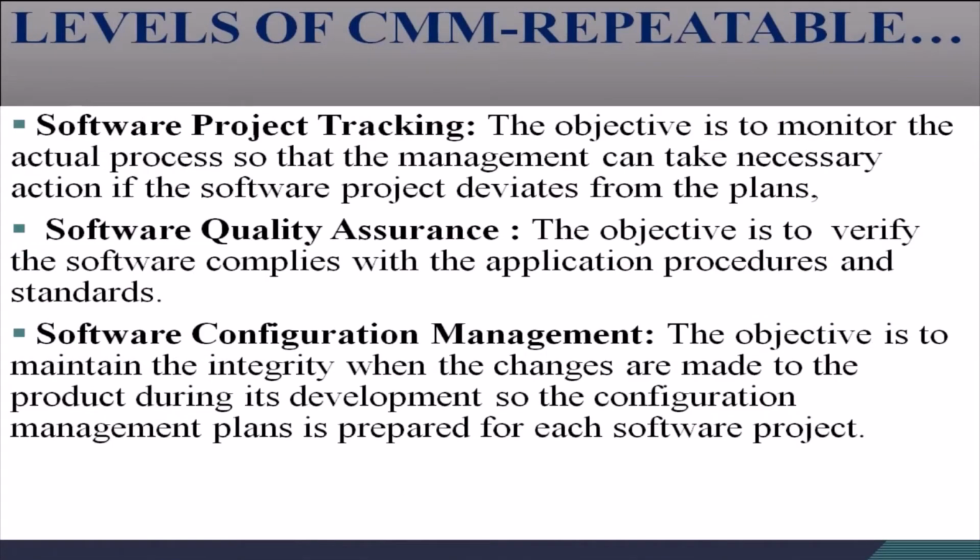And the next key process area of this repeatable level is software project tracking. The objective is to monitor the actual process so that the management can take necessary action if the software project deviates from the plans. And software quality assurance, the objective is to verify the software complies with the applicable procedures and standards. And the next key process area is software configuration management.